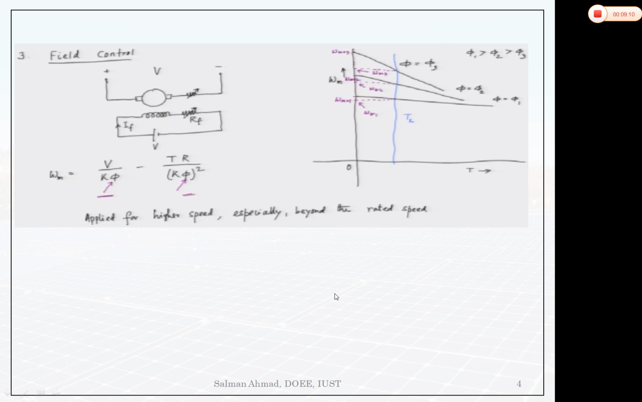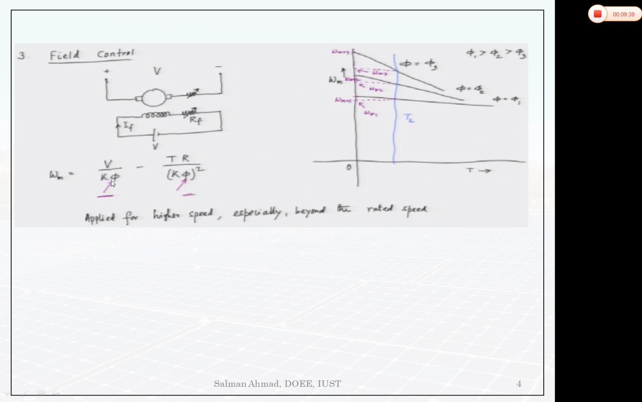Now the third method is to control the field. In the field circuit you can see, if we change the field circuit resistance, we have to change the flux. From the BH curve you can see if you are changing I, then flux will get changed. We are considering here only that the magnetic core is not in saturation. So as resistance is getting changed, the field current will get changed, so flux will get changed.